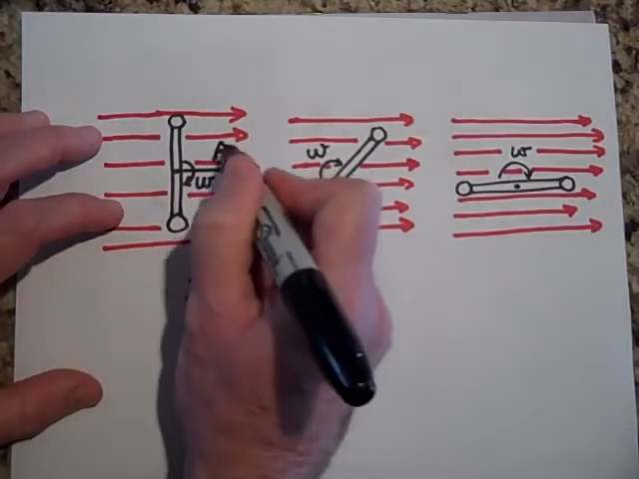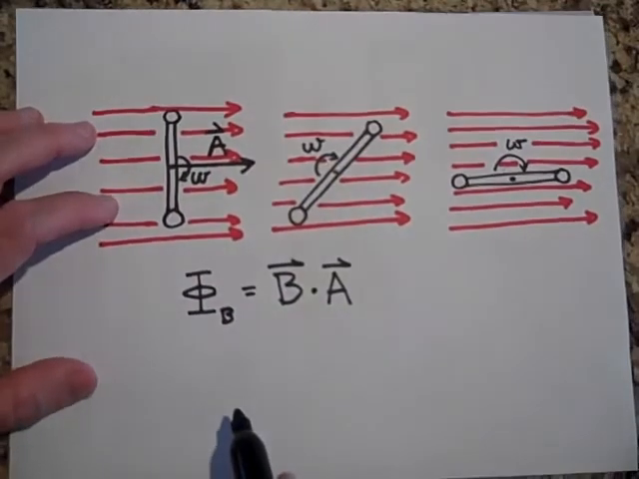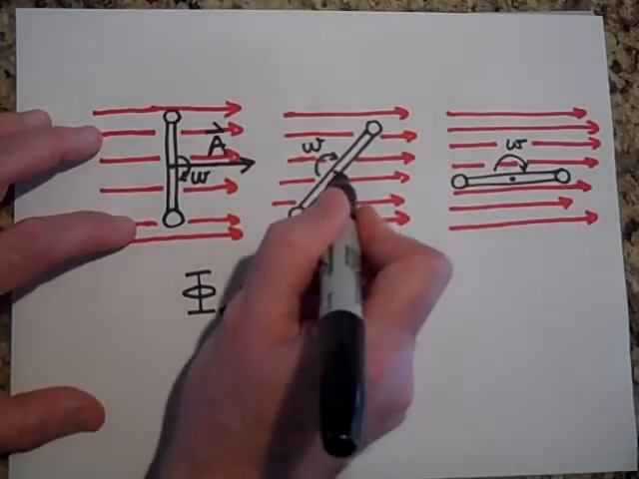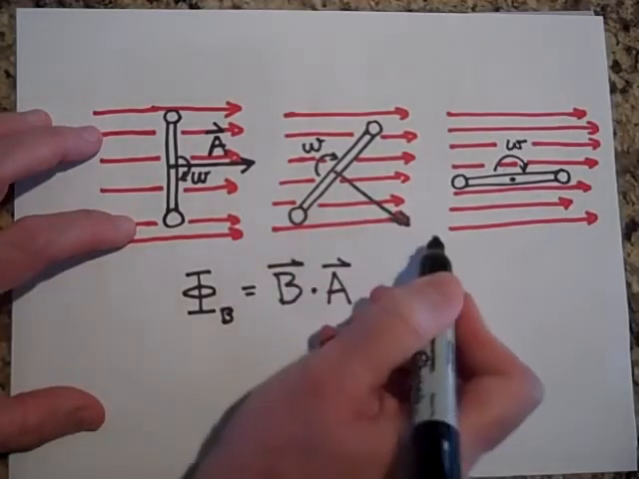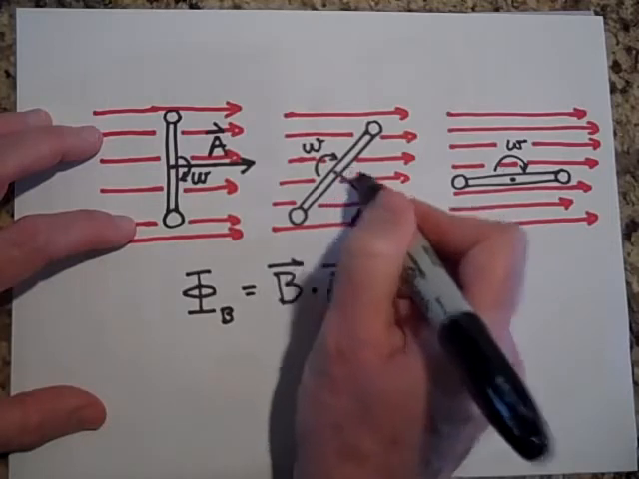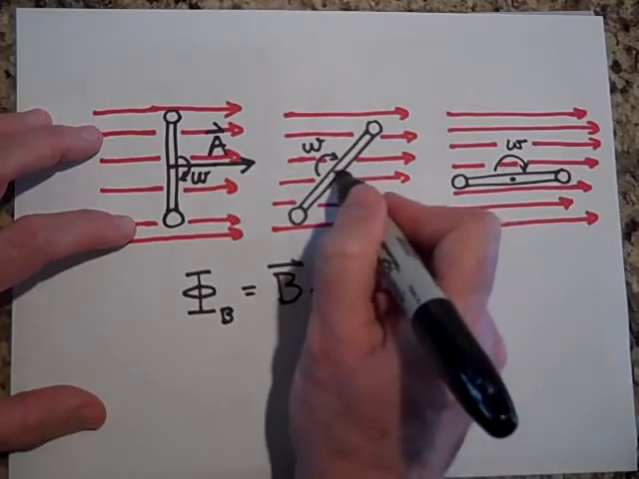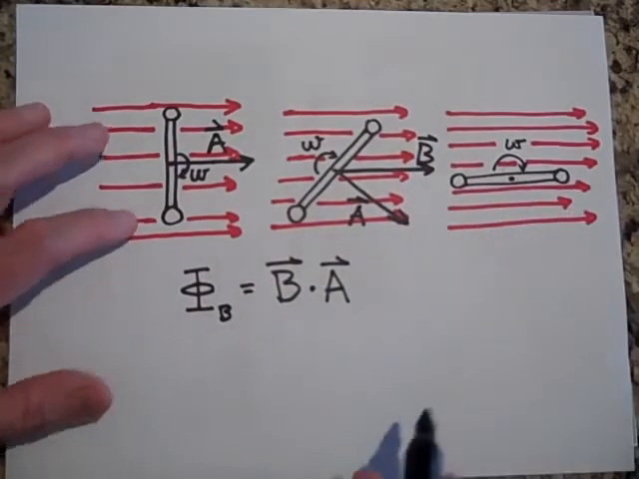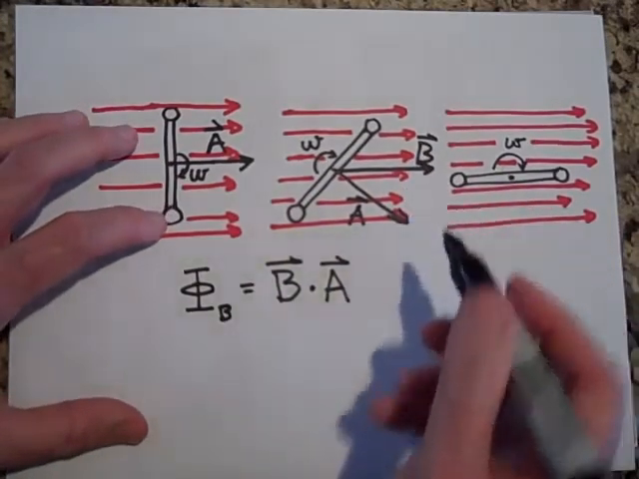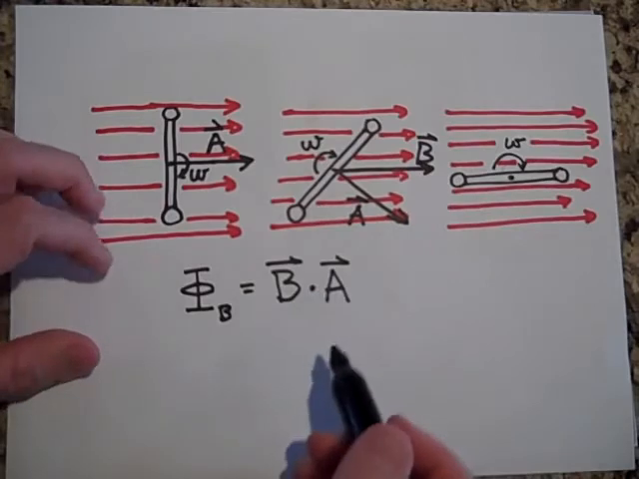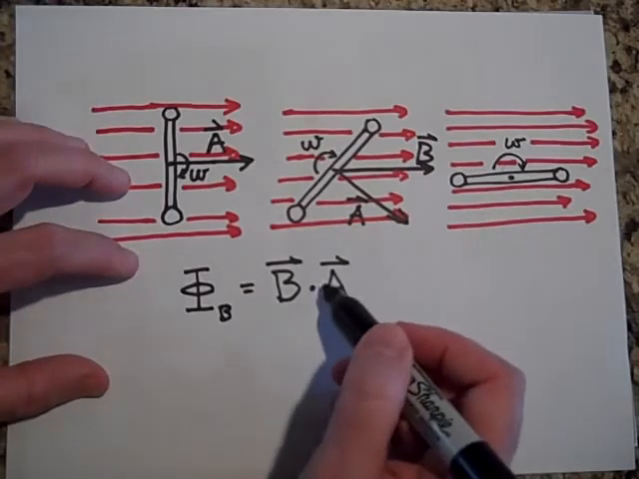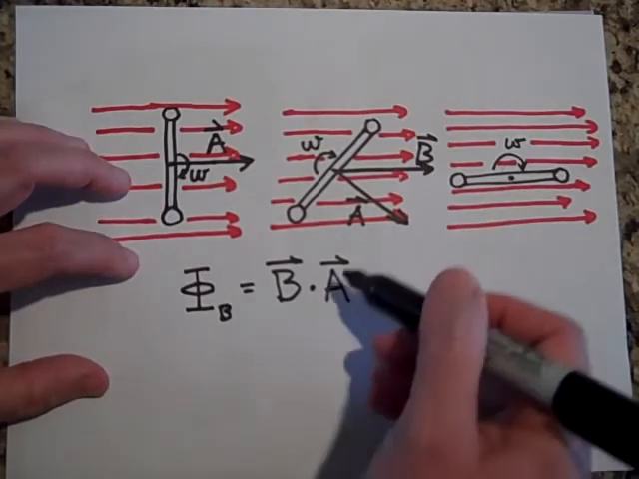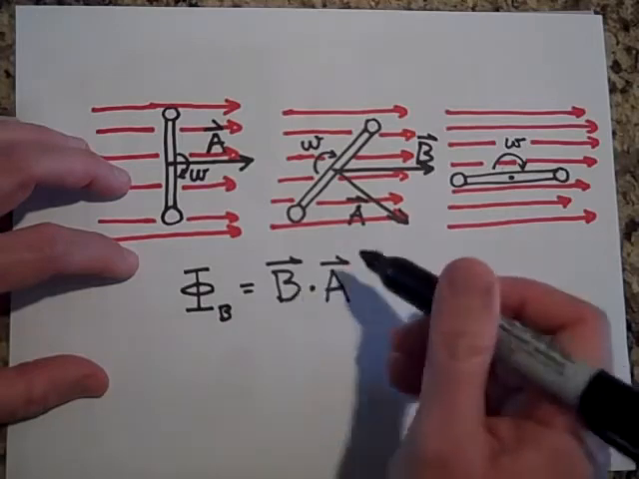That's the A vector. It's in the same direction as B. But in this one, the A vector is this way. So A is this way. That's the A vector, and here's the B vector. What the dot product says is take the part of B that's in the direction of A. Or you can do the other, take the part of A that's in the direction of B.